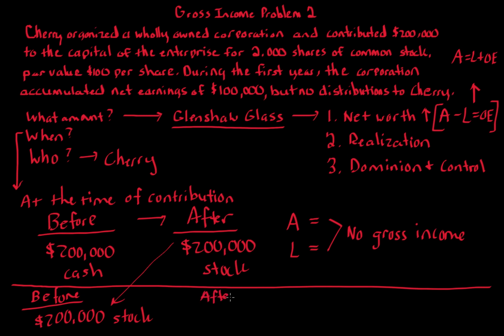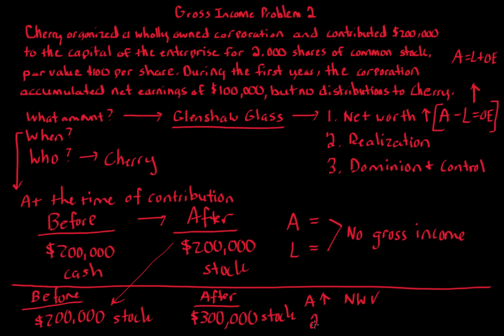After, at the end of the year, after the corporation now has accumulated net earnings of $100,000, what happens? The net earnings increase the value of the company. Now, the company is worth $300,000, and because Cherry is a wholly owned corporation, which means Cherry is the only owner, Cherry now has stock worth $300,000. So when we do our assets and liabilities, assets have gone up from $200,000 to $300,000. So that means our net worth, item number 1, is met.